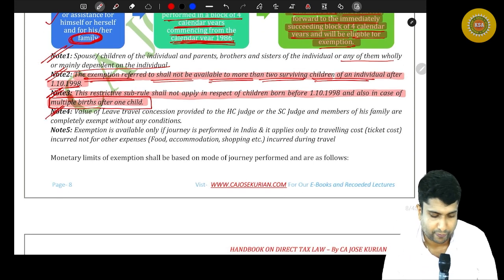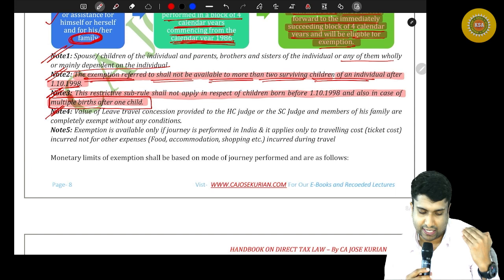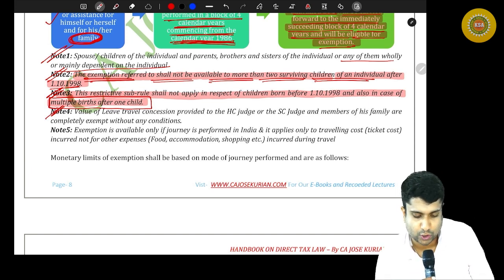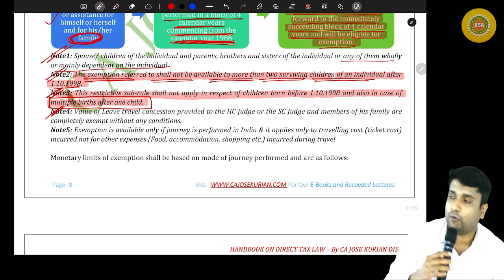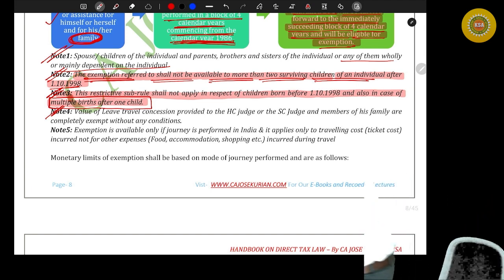Now moving on to note number 4. Can you read note number 4? The value of travel concession provided to the High Court judge or Supreme Court judge and members of his family are completely exempted without any condition. Friends, give me a second.